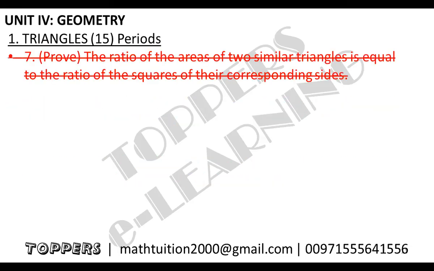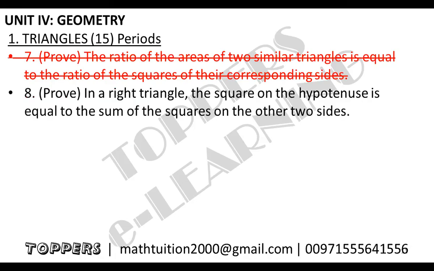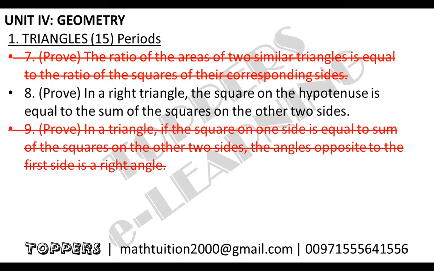Seventh one, the ratio of the areas of two similar triangles is equal to the ratio of the squares of their corresponding sides. That is reduced, cut off. Eighth one, in a right triangle, the square on the hypotenuse is equal to the sum of the squares on the other two sides. Ninth one, taken away.